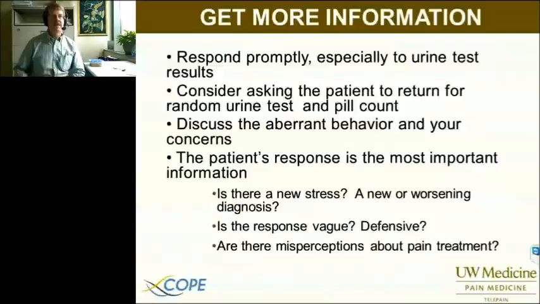And then discussing the aberrant behavior with your patient and trying to figure out what kind of response you're getting. There could be a new stress, or the "what's been going on lately" kind of question for me can often identify the new stress or the worsening diagnosis. And if the patient is really vague or defensive or it just doesn't make that much sense, then you have more information and realize you have to get more information along the way. And people may not understand how they're supposed to take their medicine, and it's an opportunity here to clarify that. Next slide.